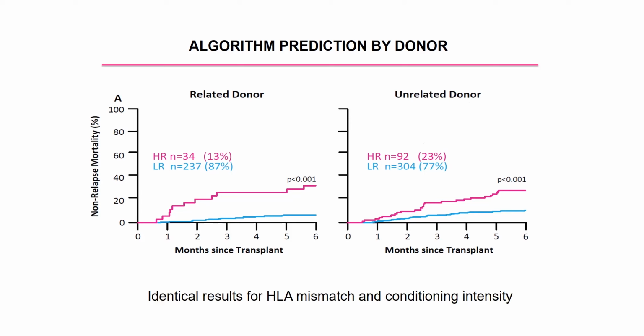We saw essentially identical results when we looked at HLA mismatch and conditioning intensity. The patterns of non-relapse mortality remain the same, with the high-risk group being 2.5 to 3 times higher than the low-risk group, and it was just the proportion of patients that would be different in each of those subgroups, like HLA mismatch.